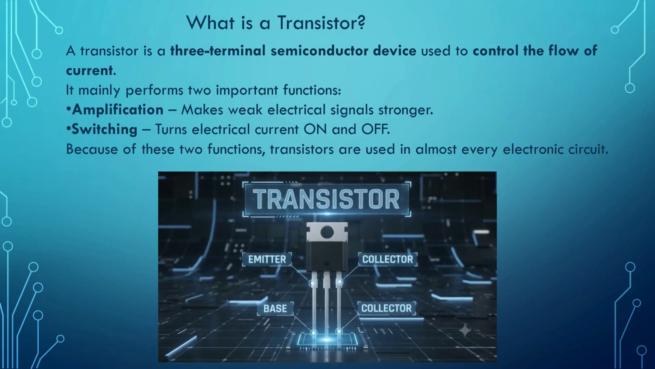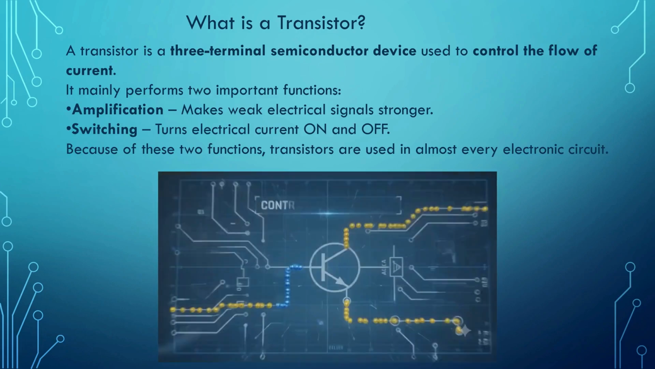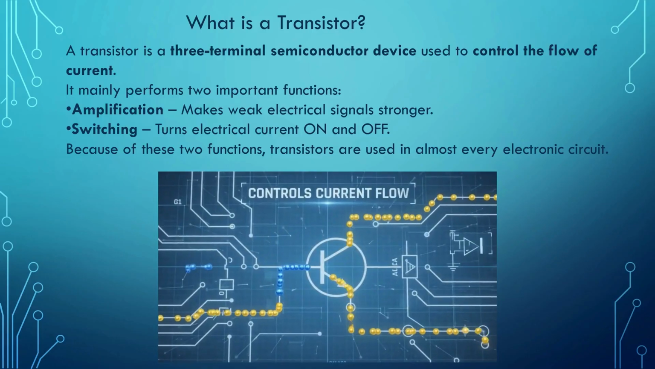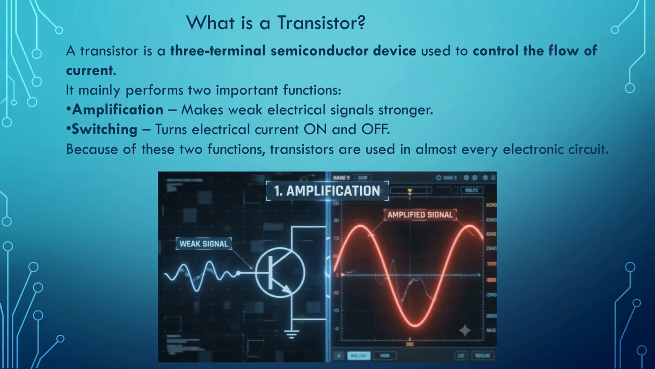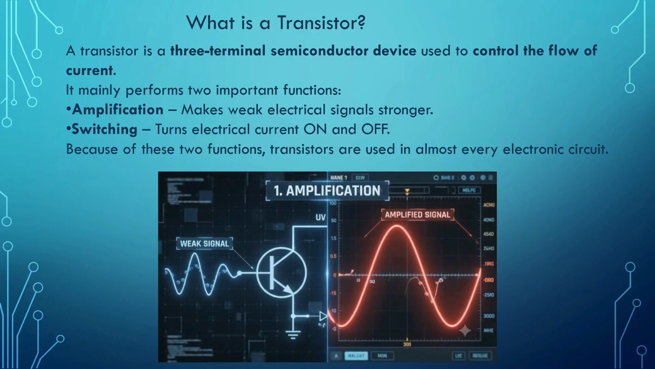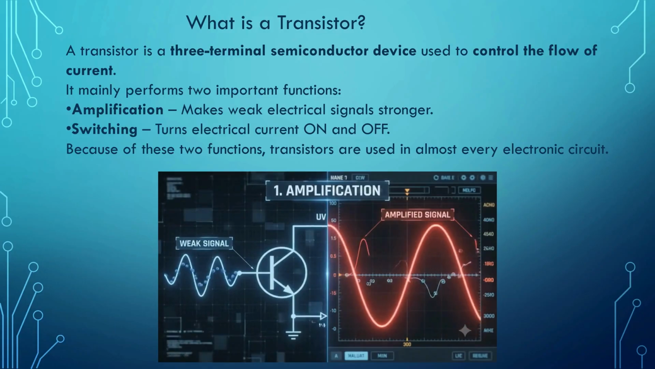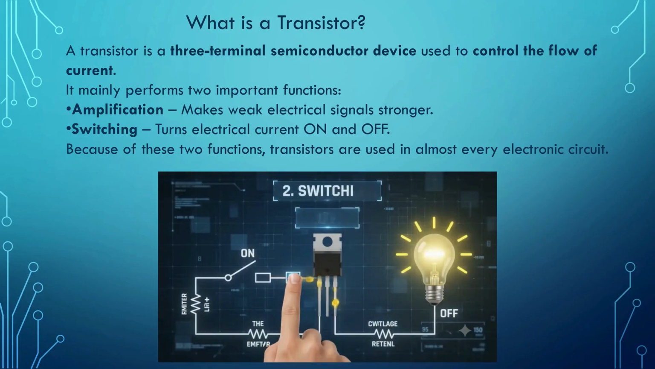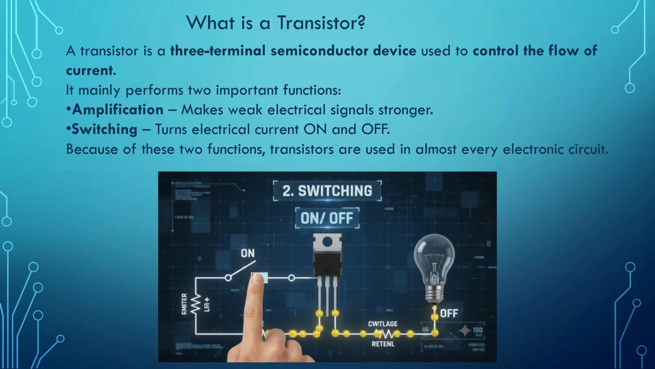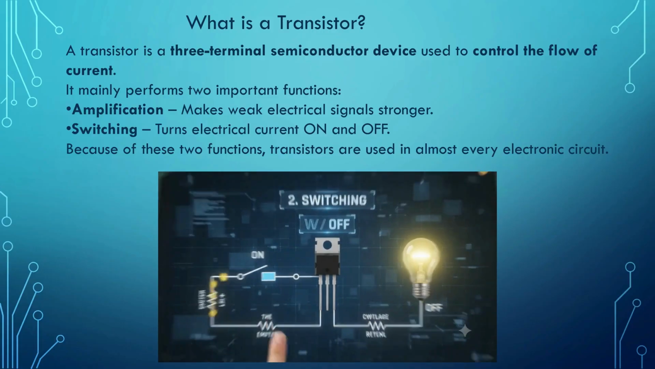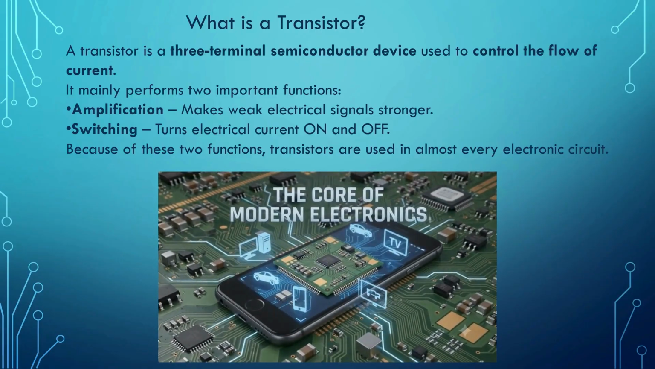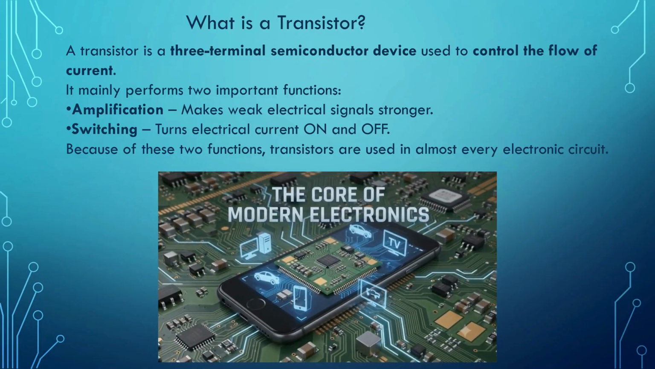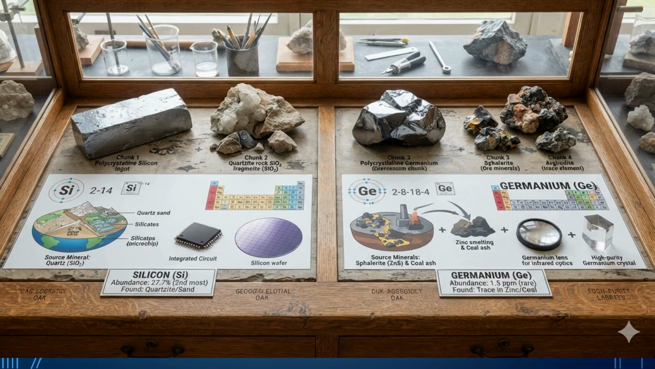Have you ever wondered what makes modern electronics? It all starts with a tiny yet powerful component, the transistor. At its core, a transistor is a three-terminal semiconductor device specifically designed to control the flow of electrical current. It mainly performs two electrical functions in any circuit: amplification, which takes weak electrical signals and makes them significantly stronger, and switching, which acts like a gate to turn electrical current on and off. Because of these two functions, transistors are used in almost every circuit. Silicon and germanium are the two semiconductor materials historically used to make transistors.